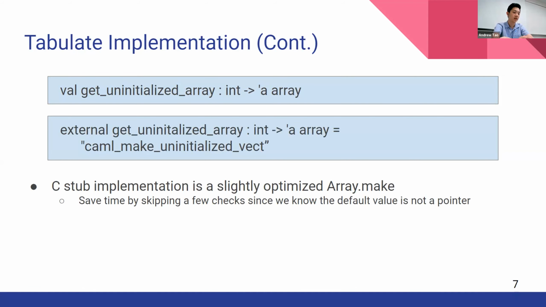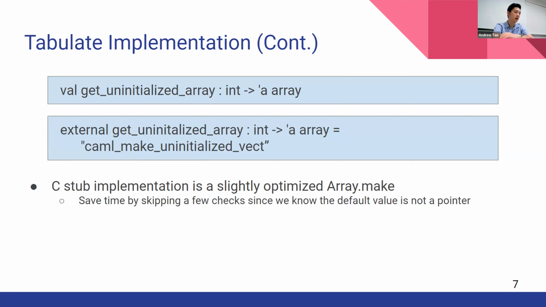Array.make, of course, has to do a couple of extra checks. Whenever we want to put a pointer into our array, it has to do a few checks to see if it's a pointer, to make sure that we're maintaining things for the memory garbage collection later on, to track pointers from the major heap to the minor heap. There are some extra checks, and our C stub can save time by just skipping these checks. So we have a slight optimization over array.make.